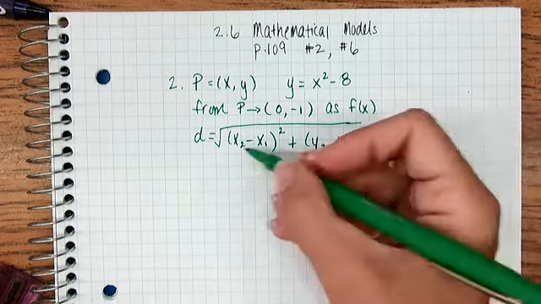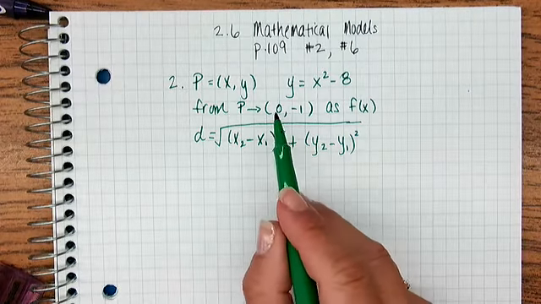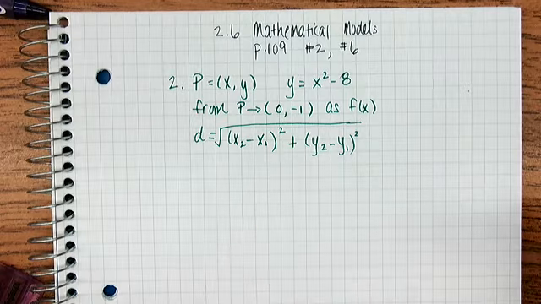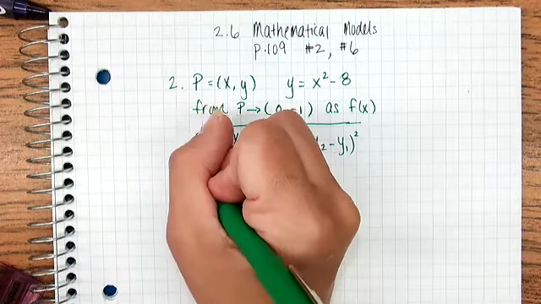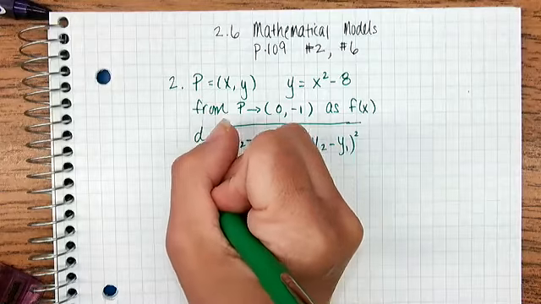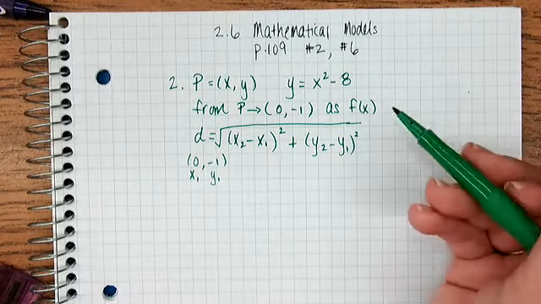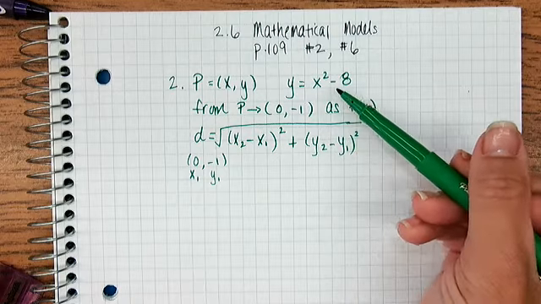Well, this is great. I need 2 points. I need an x1, y1, and I need an x2, y2. Well, I have a point. The point that was given to me is 0, negative 1. Fantastic. There's a point. x2, y2, x1, y1, who cares? What am I going to do with this weird x squared minus 8?